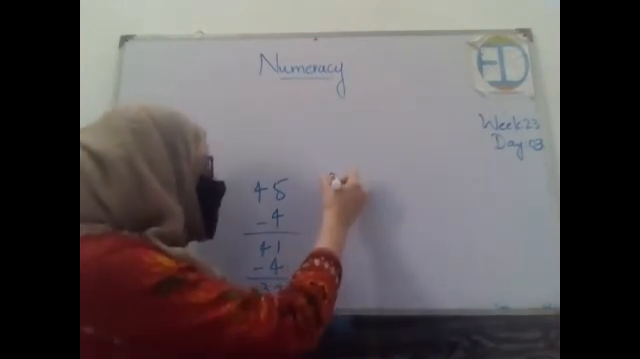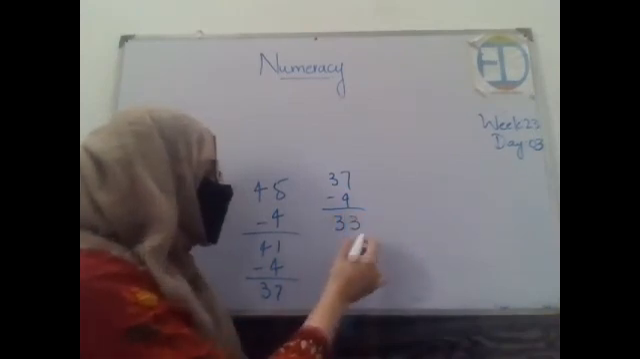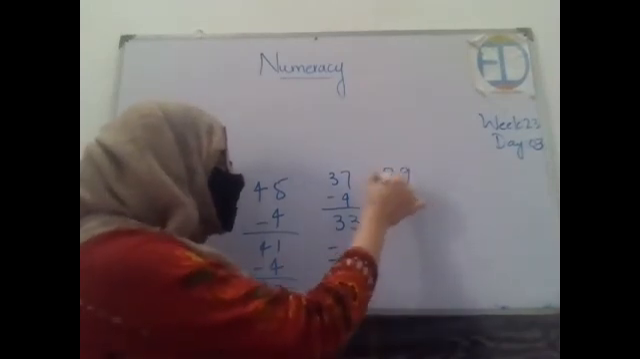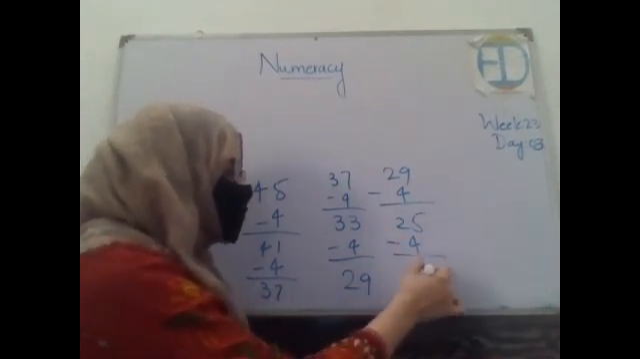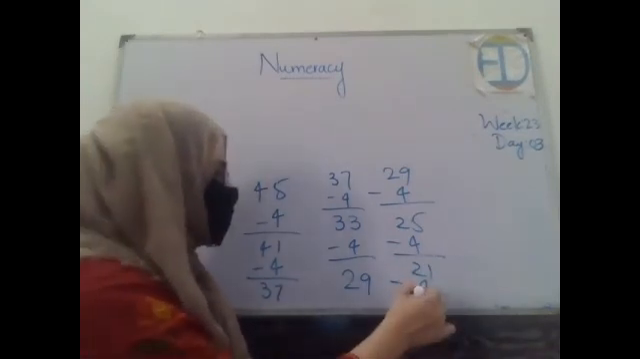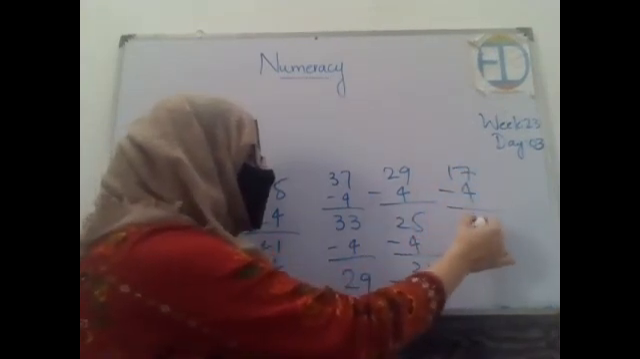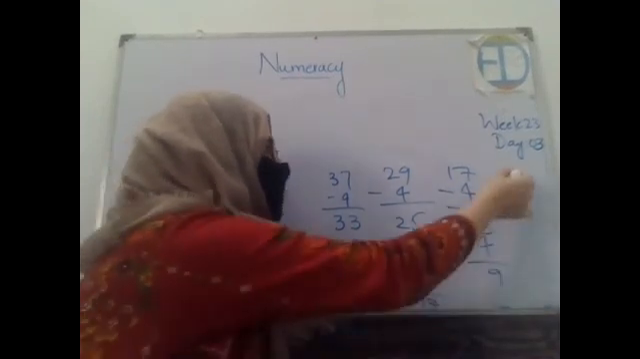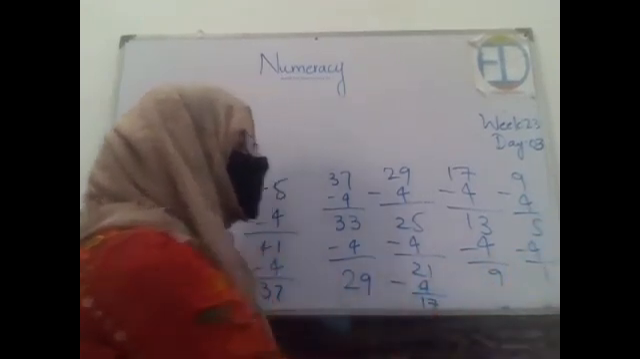When we subtract 4 from 37, the answer would be 33. When we subtract 4 from 33, the answer would be 29. When we subtract 4 from 29, the answer is 25. Subtract 4 from 25, it's 21. Again 4, and the answer would be 17. It would be 13. Again 4, and the answer would be 9. And when we subtract 4 from 9, the answer is 5. Again 4, and the answer is 1.